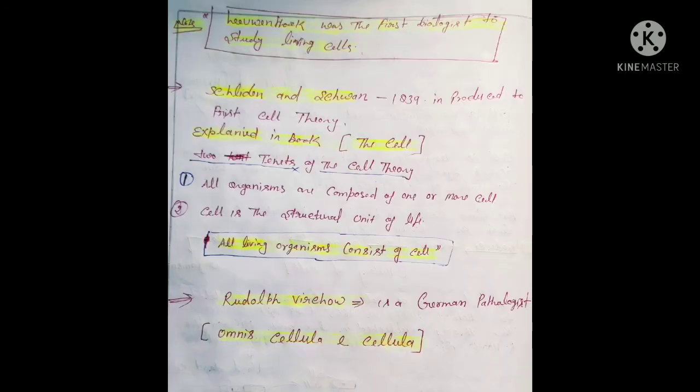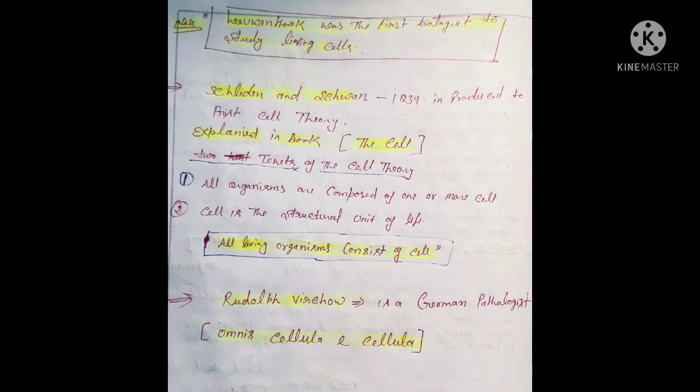Schleiden and Schwann: Schleiden was a German botanist and Schwann a German zoologist. In 1839 they introduced the first cell theory, published in the book The Cell. This contains three points of cell theory. Number 1, all organisms are composed of one or more cells. Second, the cell is the structural unit of life. And third, all living organisms consist of cells.